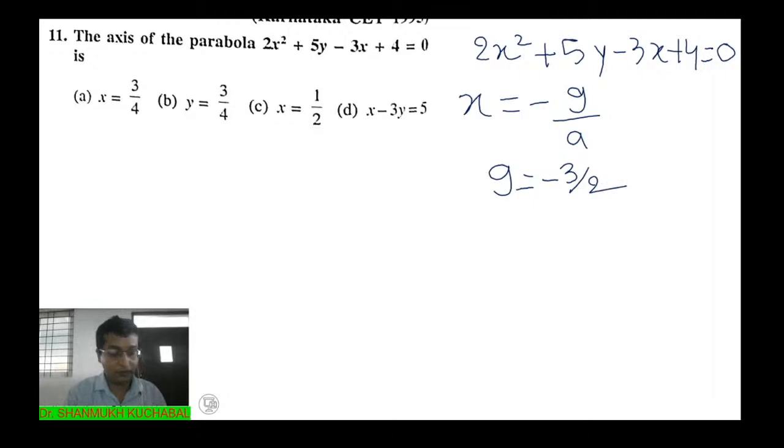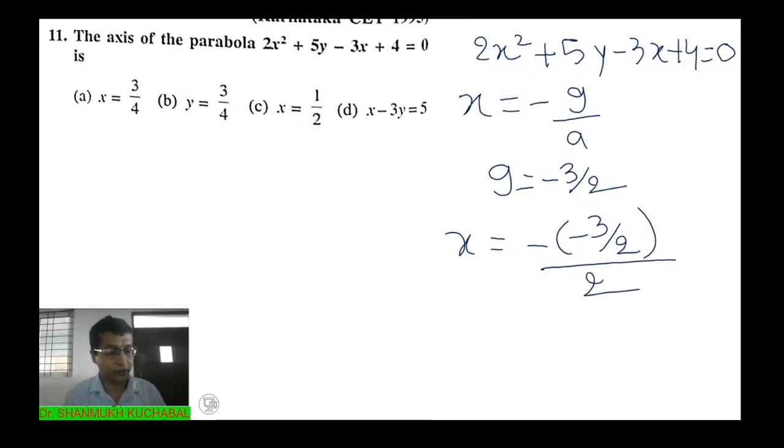In a note I have defined this. Yes, so x equal to, we'll substitute minus g, minus 3 by 2, and clearly a is equal to 2. Simplifying we get minus into minus plus 3 divided by 2 into 2, that is 4. Therefore the axis of the parabola is x equal to 3 by 4, which is the right option. Therefore option A is the right answer.